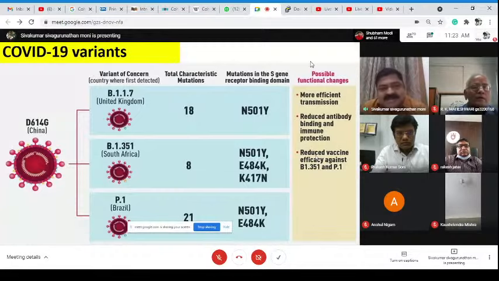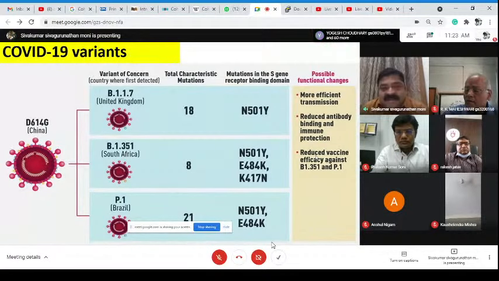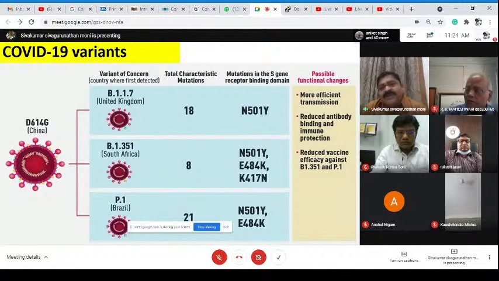From SARS-CoV-2, COVID-19, a lot of variants have now developed, and toward the end of last year many variants developed in the UK, South Africa, and Brazil by means of mutation. Fortunately, their pathogenicity is much lower compared to the original SARS-CoV-2 virus infection.